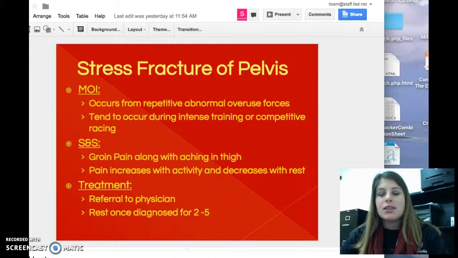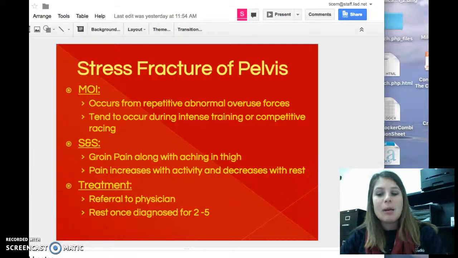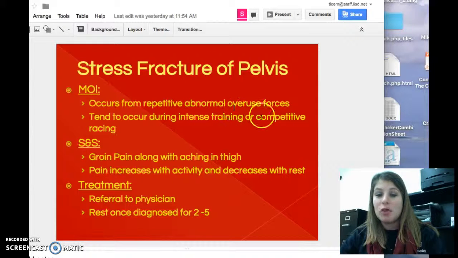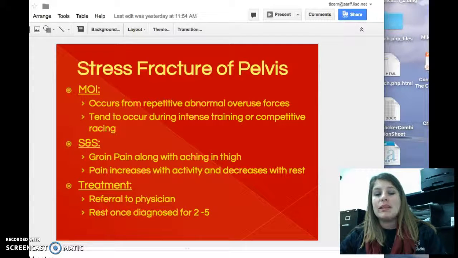Our next one is a stress fracture of the pelvis, okay? It's going to be less common than a stress fracture in our foot, ankle, lower leg area, but definitely can still occur, okay? Just like any other stress fractures that we have, repetitive, abnormal use, going nonstop, too much training, maybe not on the right surface kind of thing, is going to have this occur.